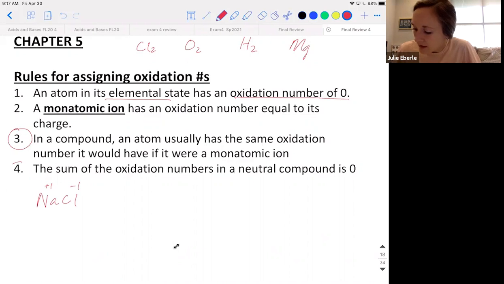All right, lastly, the sum of the oxidation numbers in a neutral compound is 0. See how these add up to 0. Any neutral compound, they add up to 0.